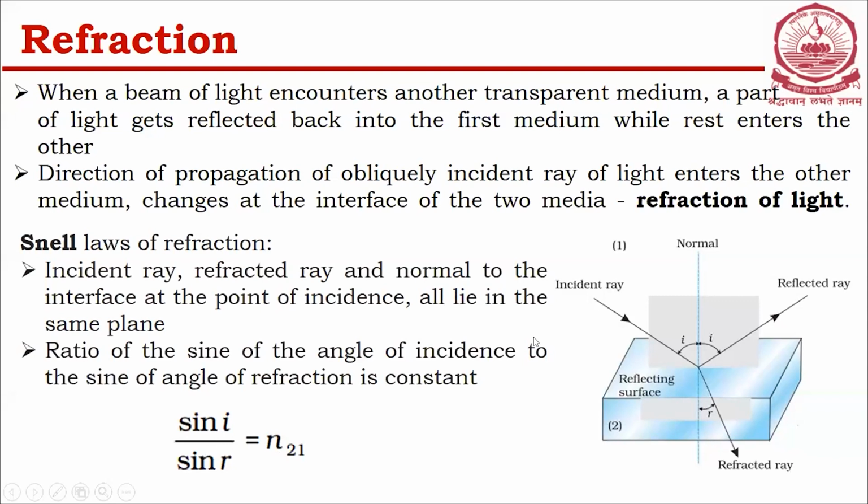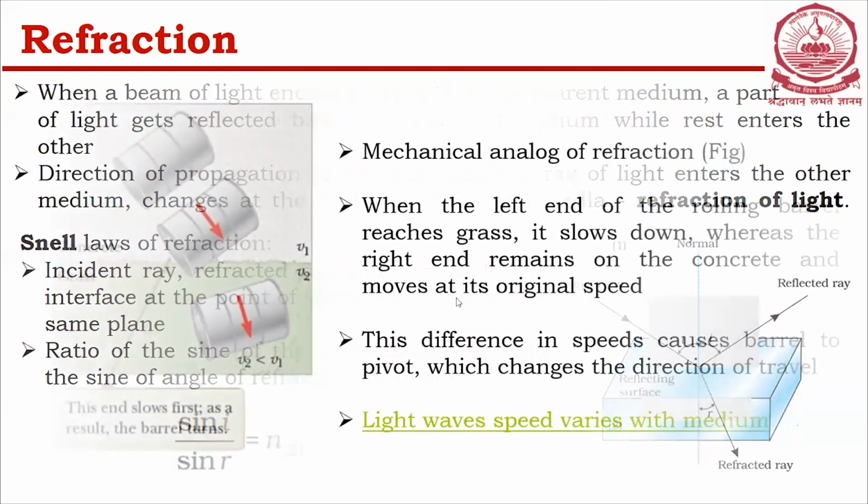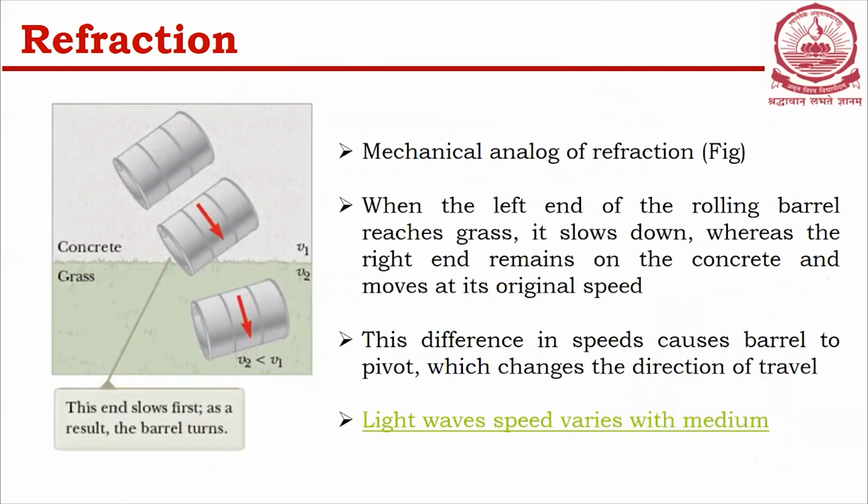In order to understand what actually happens when light goes from one medium to another, whether the speed of light changes, or the frequency changes, or the wavelength changes, there is a simple mechanical analog of refraction you can see here. There is a tiled concrete surface and this is a grass surface. You can see in the figure there is a drum, a rolling barrel, rolling in a particular direction.